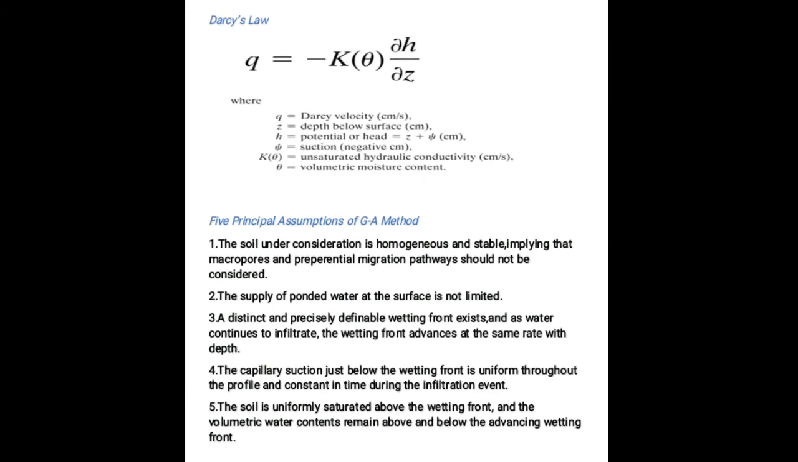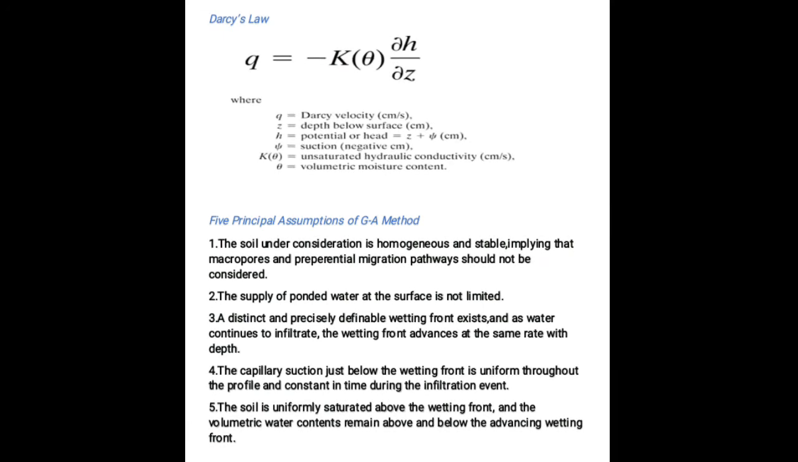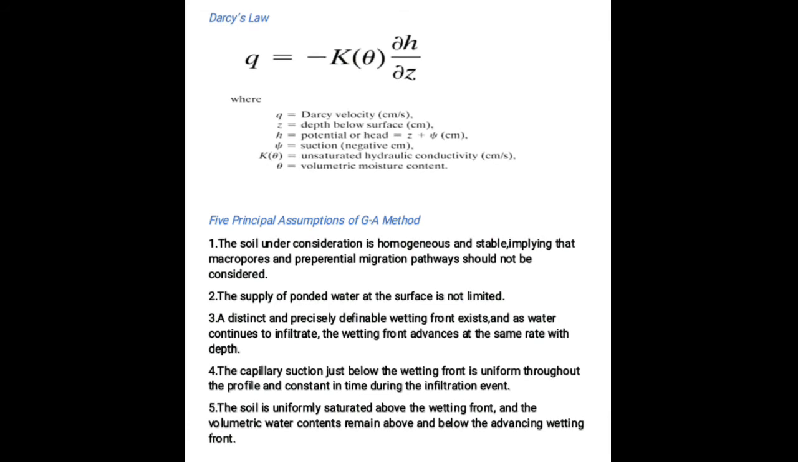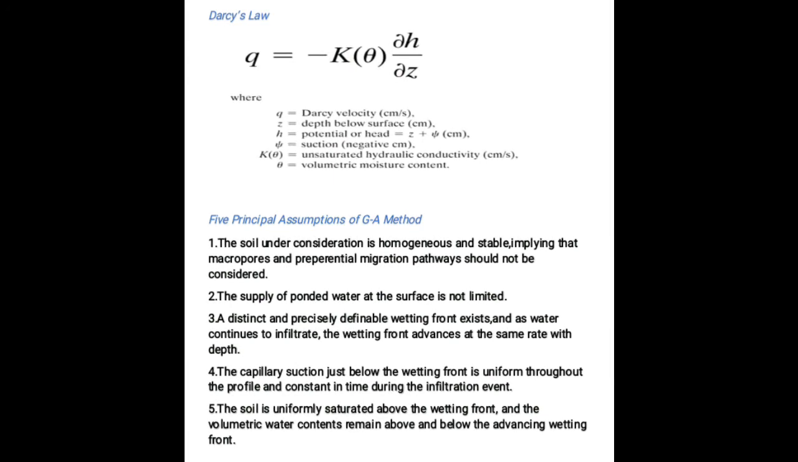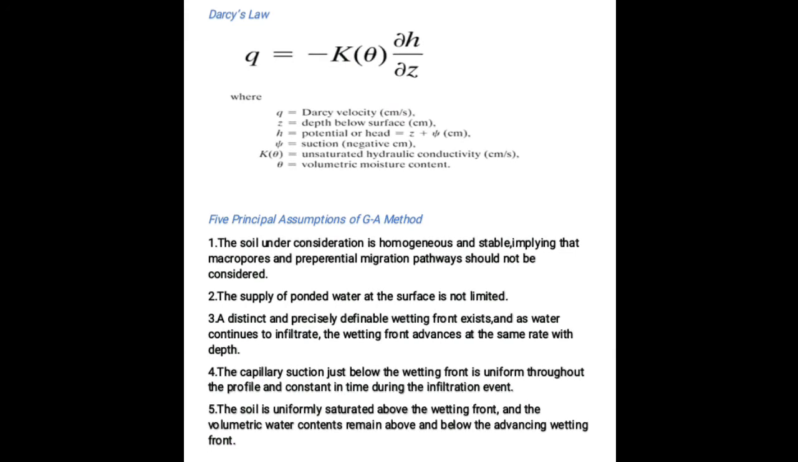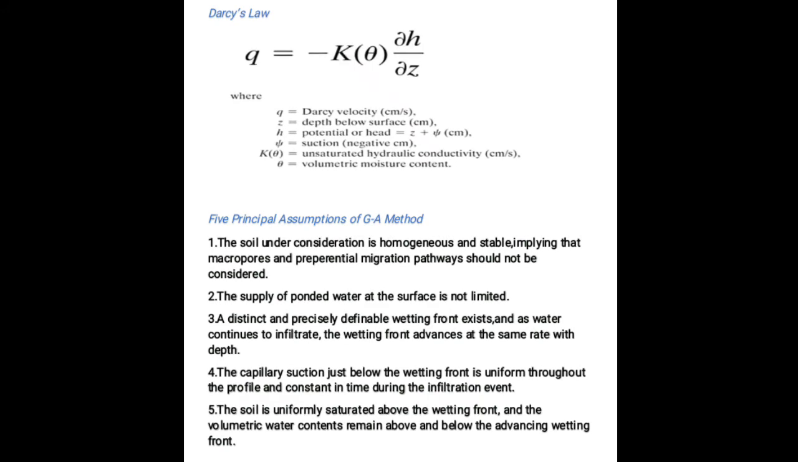Number 4, the capillary suction just below the wetting front is uniform throughout the profile and constant in time during the infiltration event. Number 5, the soil is uniformly saturated above the wetting front, and the volumetric water contents remain constant above and below the advancing wetting front.